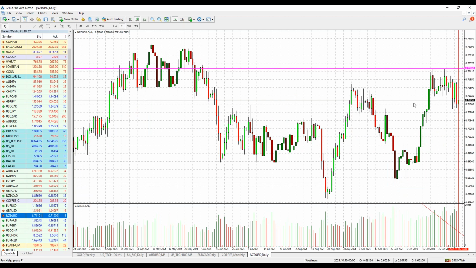New Zealand dollar has been in a downtrend a little bit. After this move higher, we failed to break out of it, and now we're kind of looking for the next support.